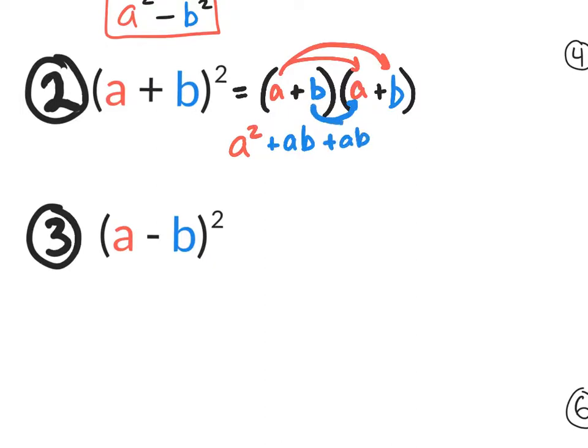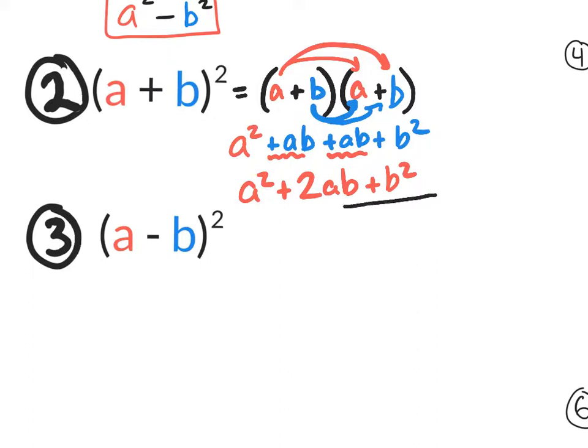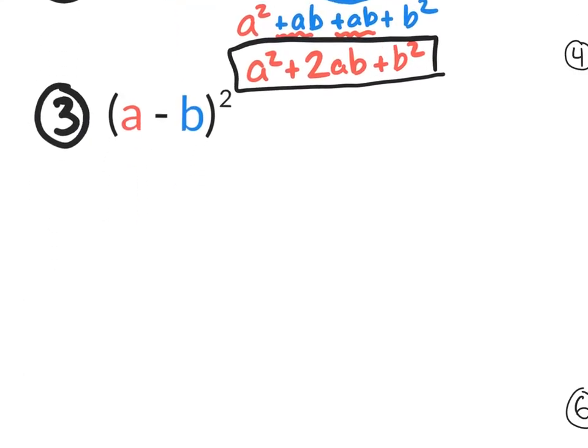And then positive b times positive b? Positive b squared. And again, we could combine the middle terms. So I have one positive ab plus another positive ab. That will be 2 of those abs, and it's positive. And the a squared comes down, and the positive b squared comes down. And ladies and gentlemen, that is our answer for number 2. Could we move on? How about you guys try number 3 and tell me what you get?